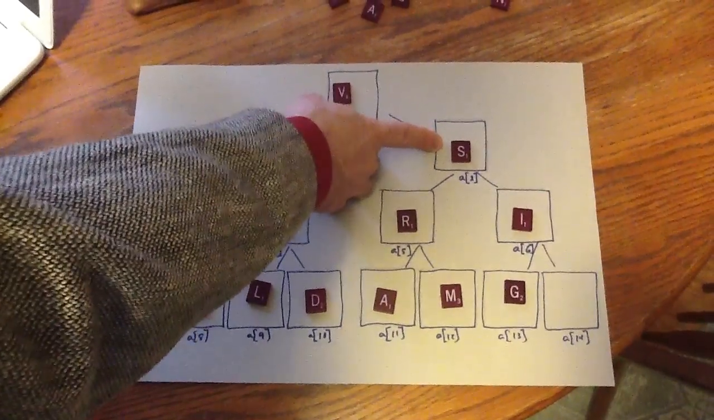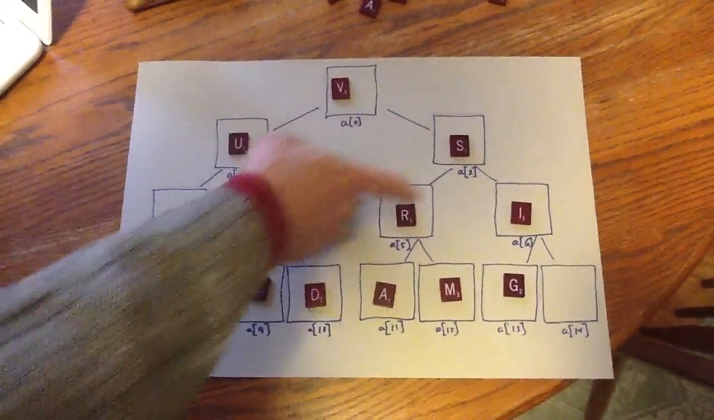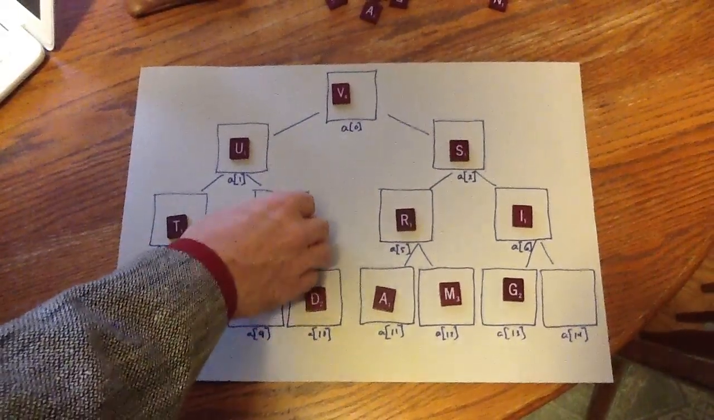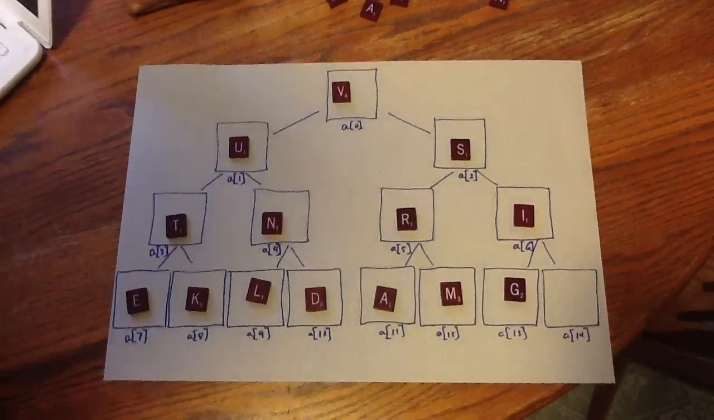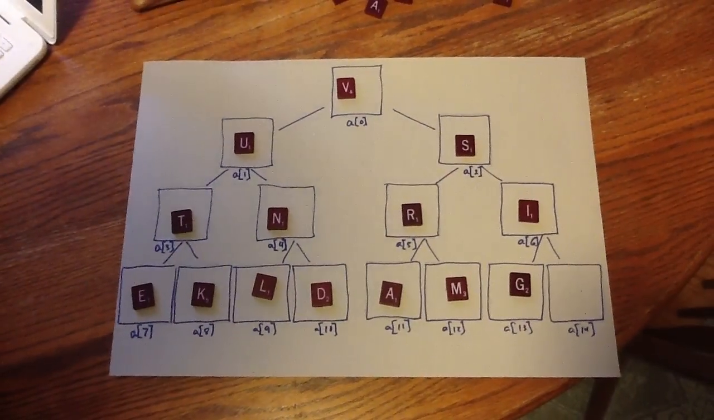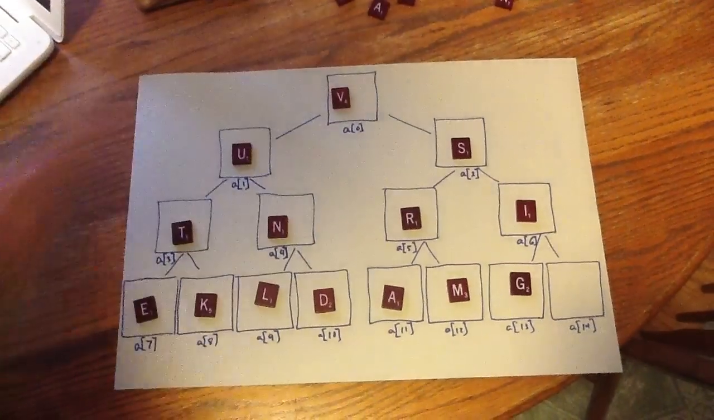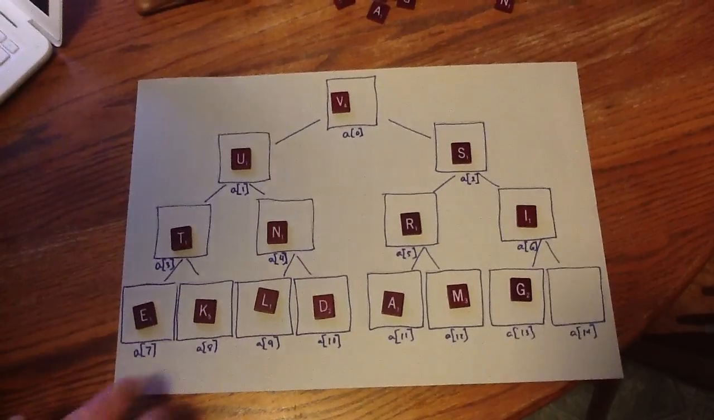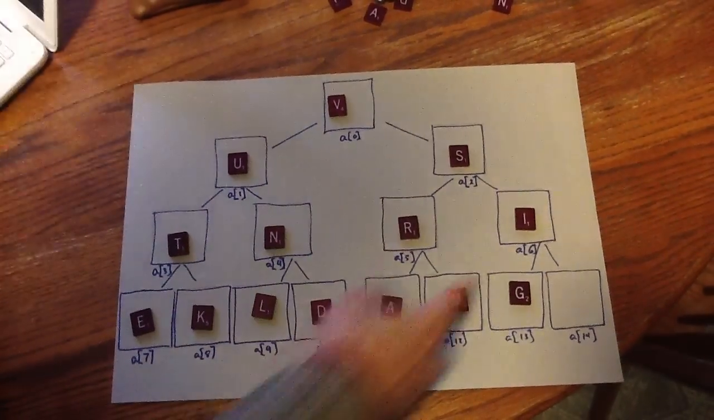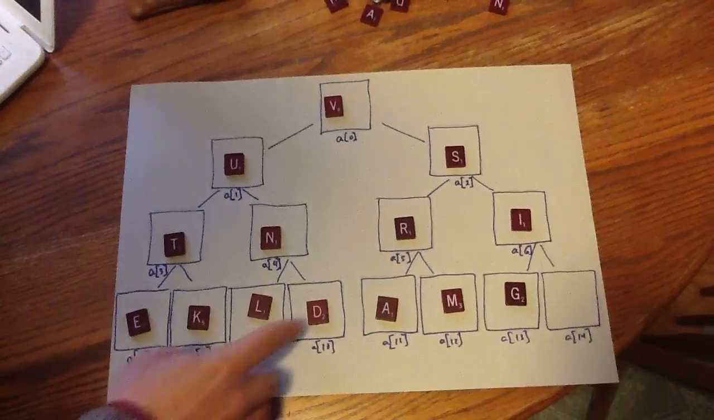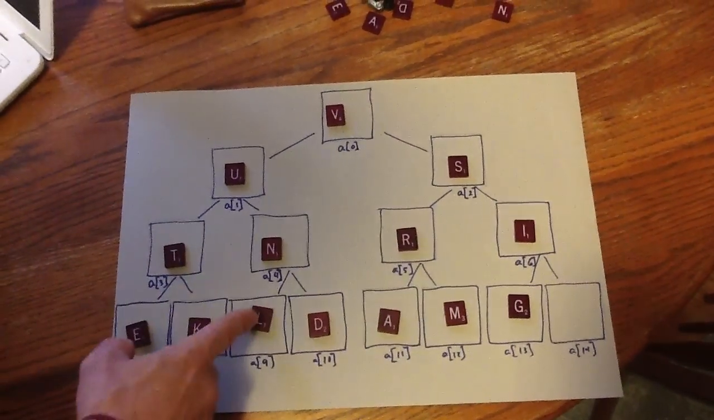Now the S needs to work its way down if it has to, but S is already larger than R and I, so I don't need to go any farther at this point. We now have a max heap. Every parent is larger than both of its children. It doesn't really matter that an I here is larger than another value over here.